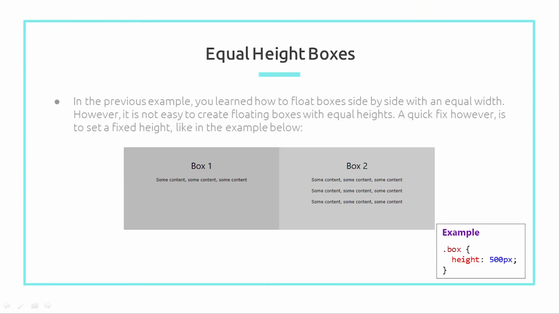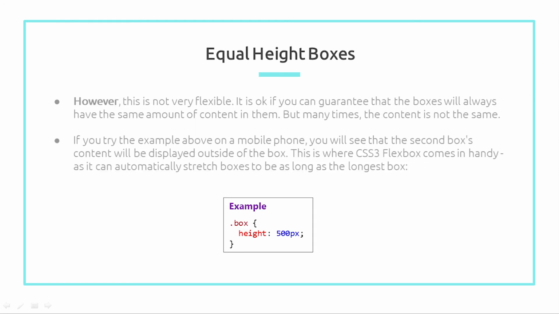Equal height boxes. In the previous example, you learned how to float boxes side by side with an equal width. However, it is not easy to create floating boxes with equal heights. A quick fix, however, is to set a fixed height, like in the example below. However, this is not very flexible. It is okay if you can guarantee that the boxes will always have the same amount of content in them. But many times, the content is not the same.